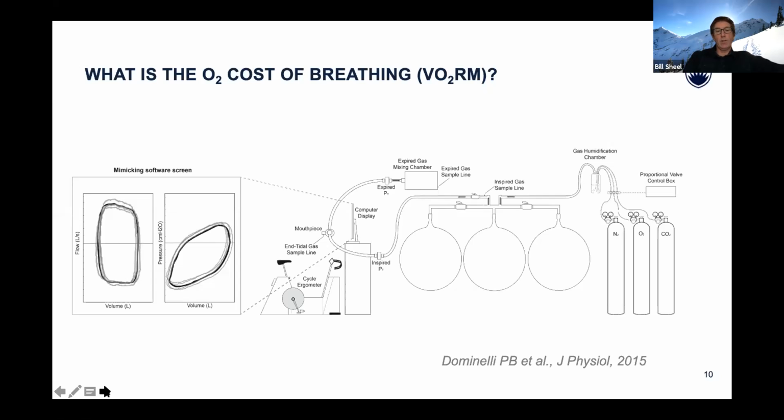Then we brought them back to the lab on a separate day and we instrumented them again. And then we had a preset scenario, which you can see on the left-hand side, that the subjects would look at, which was a flow and volume loop and a pressure and volume loop, and they had to mimic those. So they're replicating what happens with exercise in the absence of exercise. So if you know what VO2 is with exercise, and now you can measure it here, you can calculate what the oxygen consumed by the respiratory musculature is to perform those levels of ventilation.